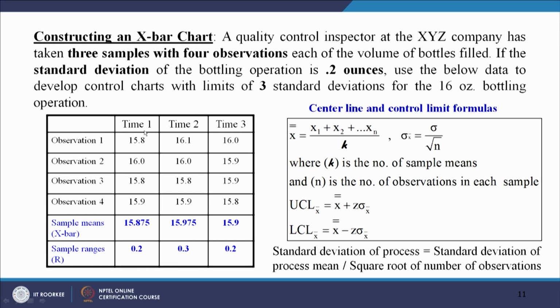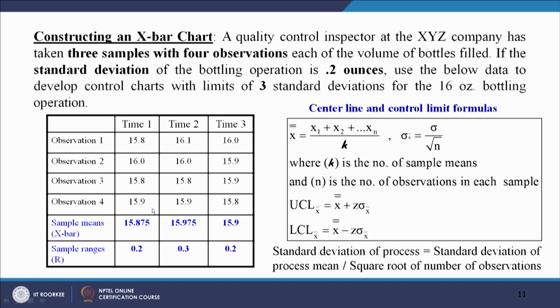So we can see sample 1 is at time 1. So sample 1, 4 observations have been taken. Sample 2, again 4 observations. Sample 3, again 4 observations have been taken. So the volume of the bottles filled has been measured using the equipment.